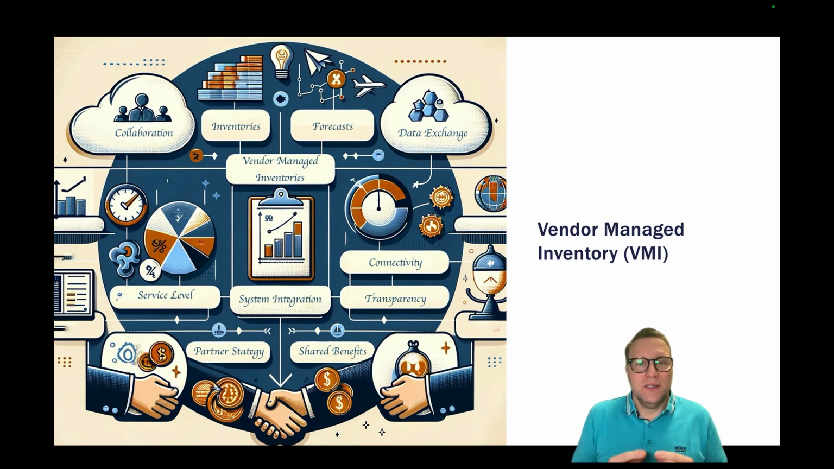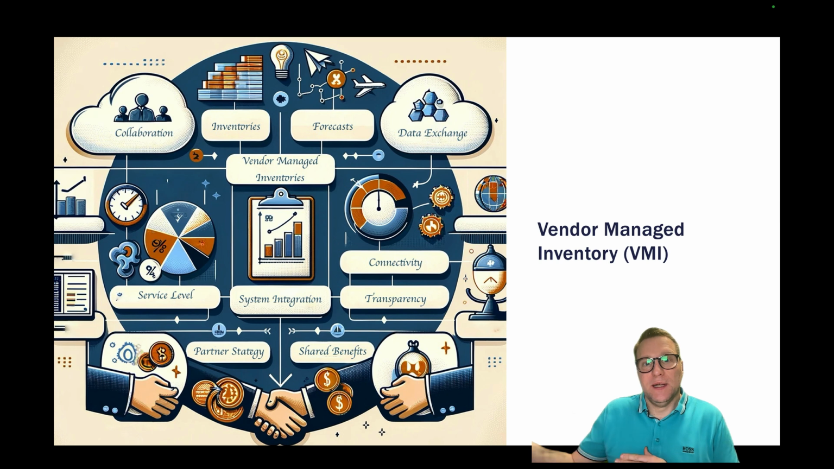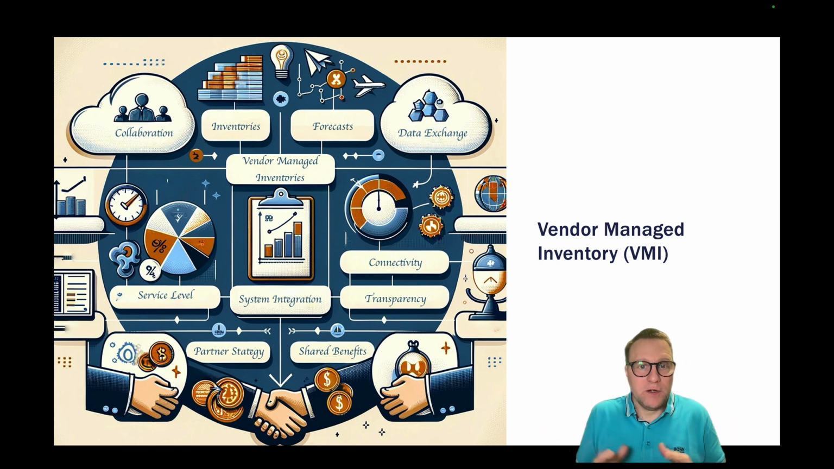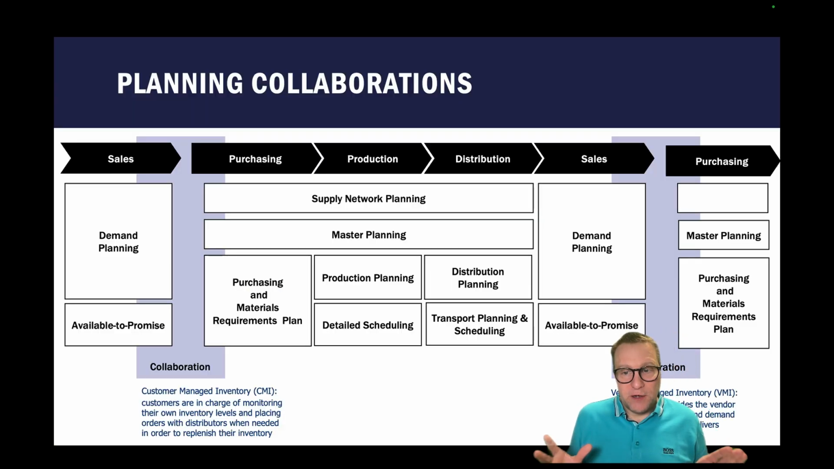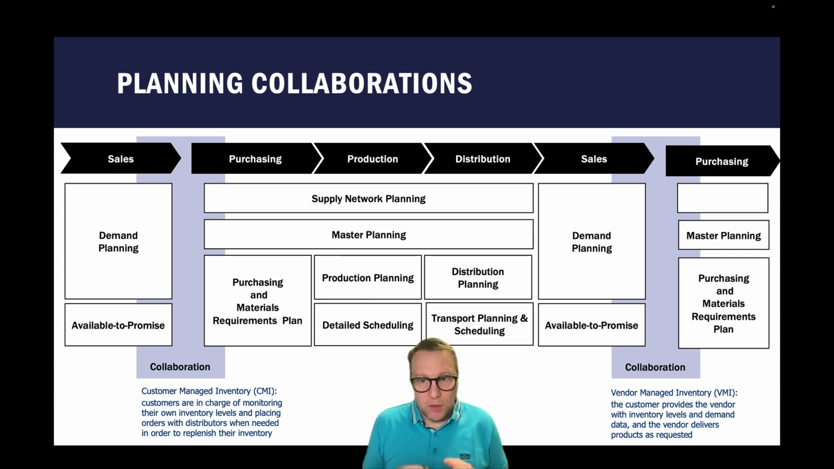In your entire supply chain, often you don't have the full chain in your hand. You're depending on a supplier, you have maybe a wholesaler after your part of the supply chain, and then techniques like vendor managed inventory are of high importance. So what is it? Again, back to our planning metrics, and vendor managed inventory is all about planning collaboration.